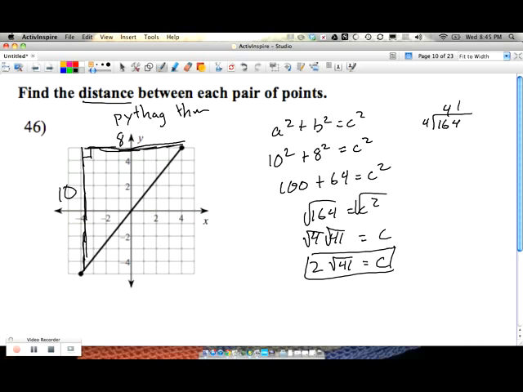Now we want to really be good at simplifying our radicals here, because a lot of times in a multiple choice exam, you're going to see it simplified in this format.